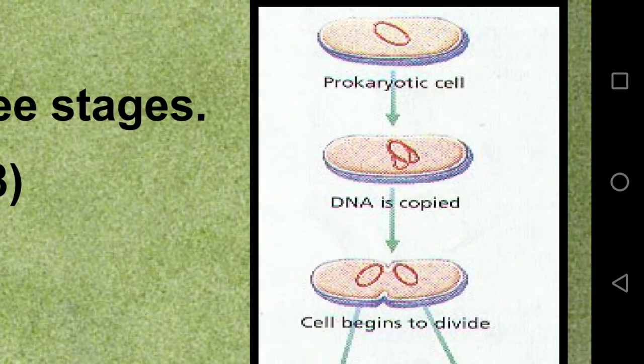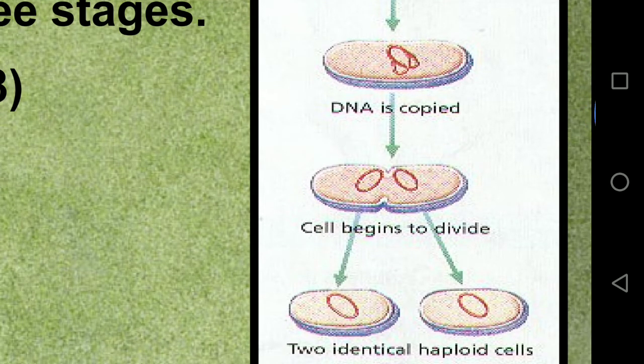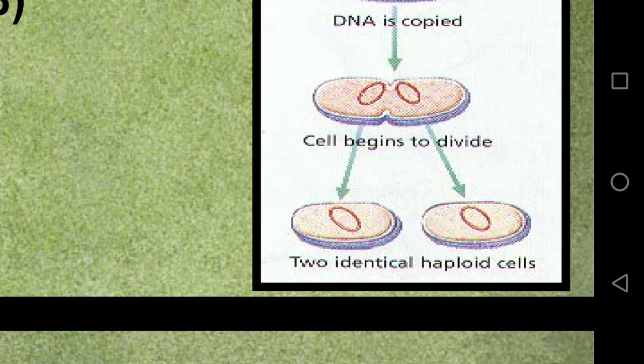You can see that the prokaryotic cell has copied its DNA in a single step, and then in the second step, the cell begins to divide. You'll see that two cells are going to be the product. You could see that part of the DNA has gone to one side and then the other part of the DNA to the other. And upon division, you actually have two identical cells.